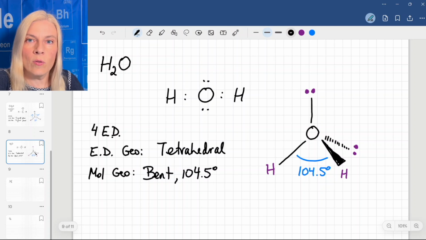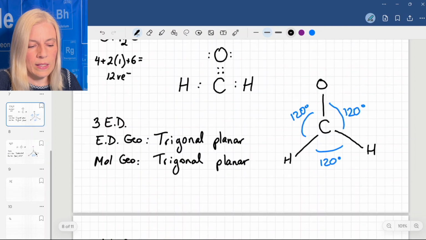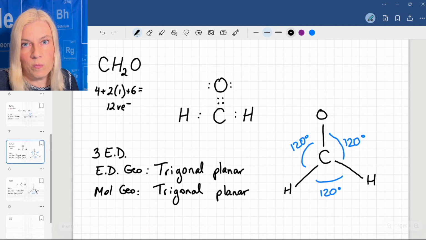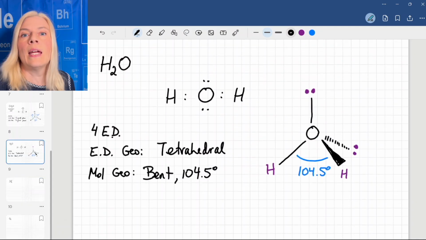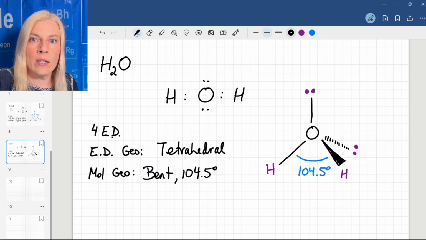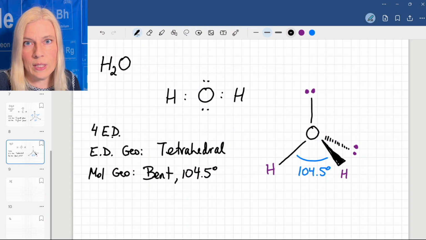You can actually have 2 different bends. Let's go here. If I have 3 electron domains, and one of them is a lone pair, it will also be bent, but it will be bent with 120. So if you're taking an AP exam and you have a molecular geometry that is a bent molecule, you actually have to put which degrees you're using.